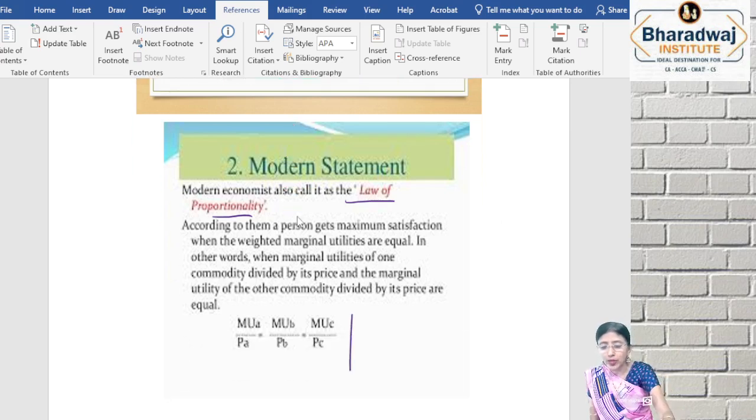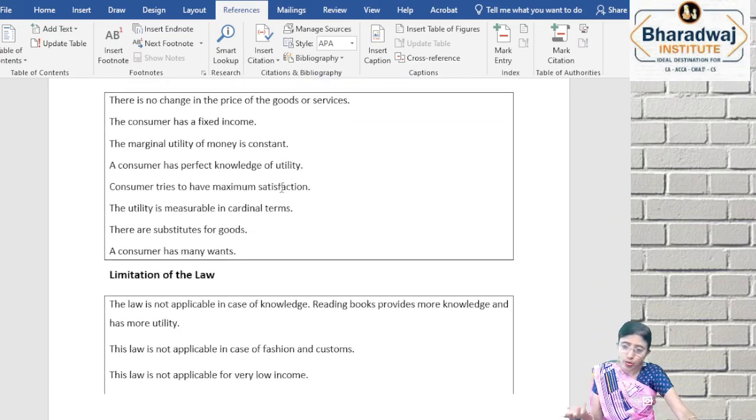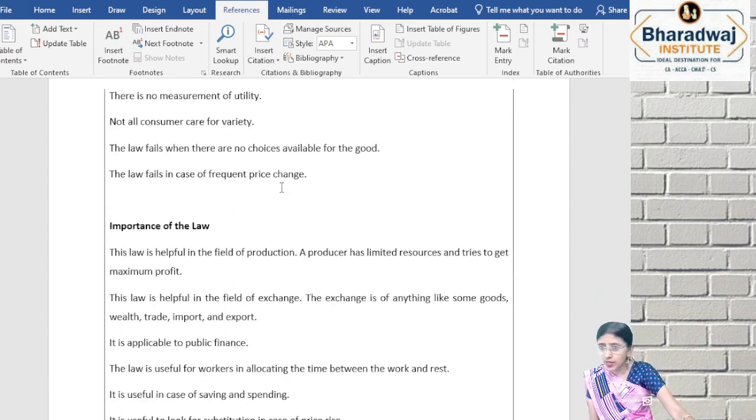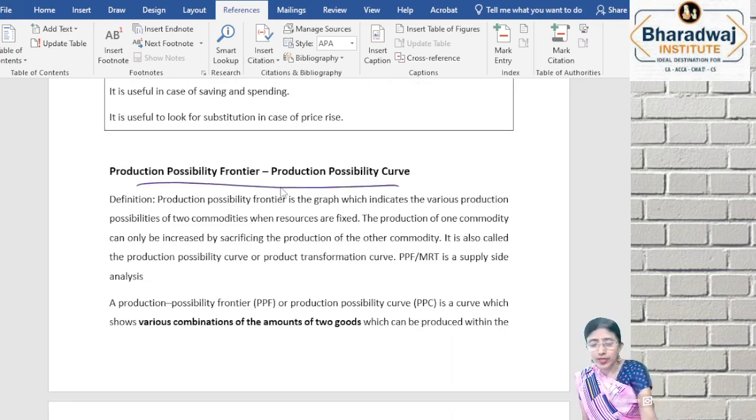And this is how the formula is. MUA by PA is equal to MUB by PB is equal to MUC by PC, where A, B, C are commodities. When you spend on different commodities, the consumer can get maximum satisfaction. That is what this law says. Other things you can go through if you are interested, but in the examination they are not asking on the importance and limitations. I only gave that. Now go to production possibility.